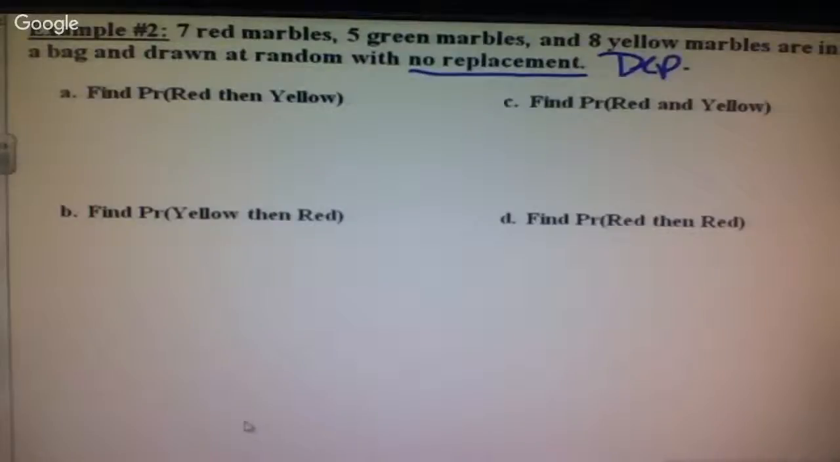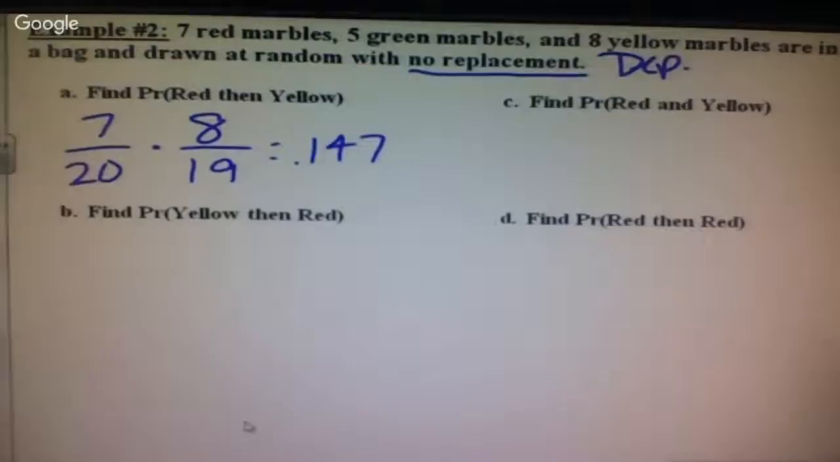Now I want red, then yellow. What does it look like if I'm picking a red marble? 7 out of 20. That red marble that I picked, I'm putting in my pocket and taking it home. So now I only have 19 marbles. But that doesn't affect the fact that I want a yellow one, so I have 8 out of 19. I didn't pick a yellow, so I still have all 8 yellow marbles. So 0.147.